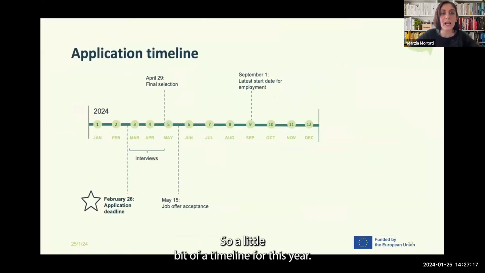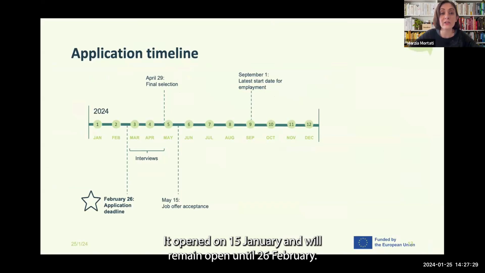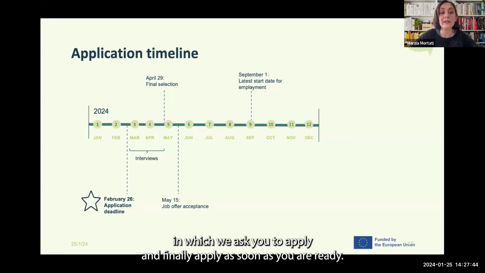So a little bit of a timeline for this year. What are the key moments that you should be looking out for? The first one I already mentioned, which is that the call for applications is already open. It opened on the 15th of January and will remain open until the 26th of February. So if you're looking into applying, this is the right moment to do it. Preparing your papers, getting acquainted with the digital system in which we ask you to apply, and finally apply as soon as you're ready. Between March and May, we will carry out interviews.